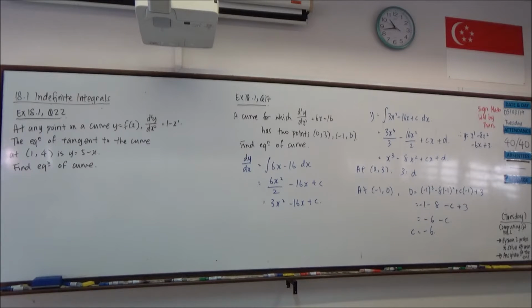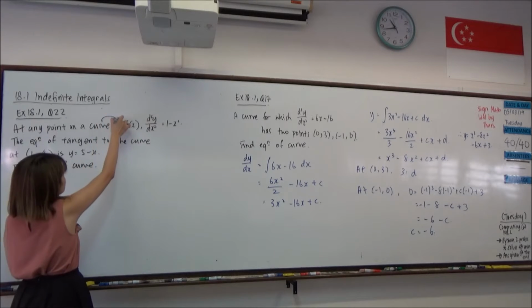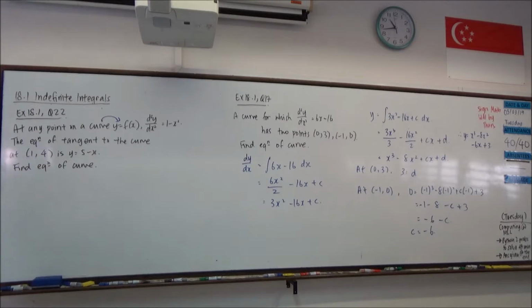On to question 22. We are given that at any point on the curve, okay, so the curve has this function y equals f(x). Then after that, the second derivative has the equation 1 minus x squared. The equation of the tangent to the curve at (1, 4) will go by this equation. To illustrate this, maybe we have some curve itself. Okay, we have the point (1, 4). Maybe illustrate it more accurately, maybe something like that.